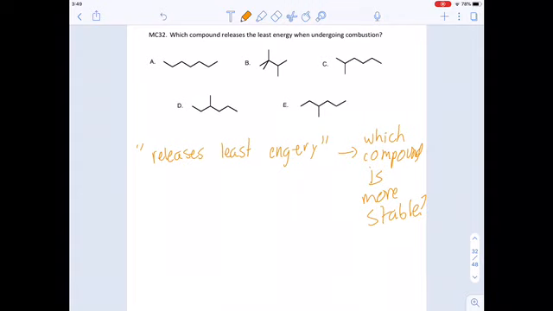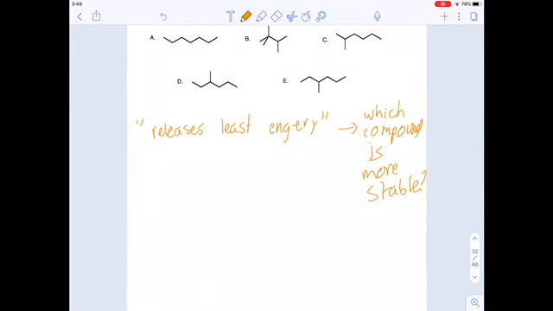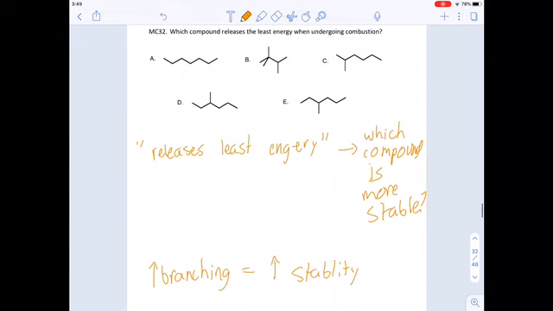So, in general, when you're comparing alkanes of the same size, and the first thing I did when I saw this question is I counted the number of carbons in all of them. They are all 7 carbons long. Okay, back to what I was saying. So when you're comparing alkanes of the same size, increased branching is going to increase stability.